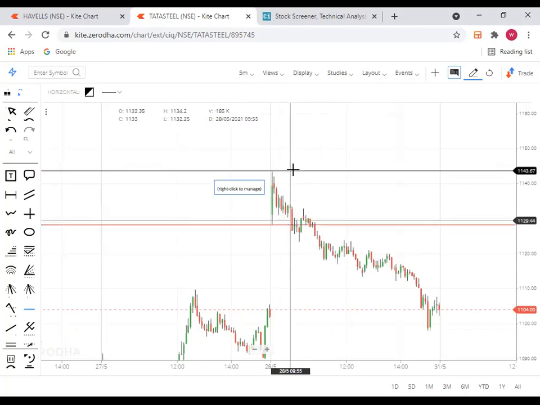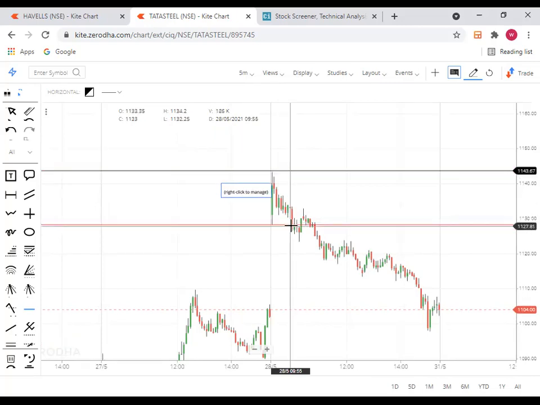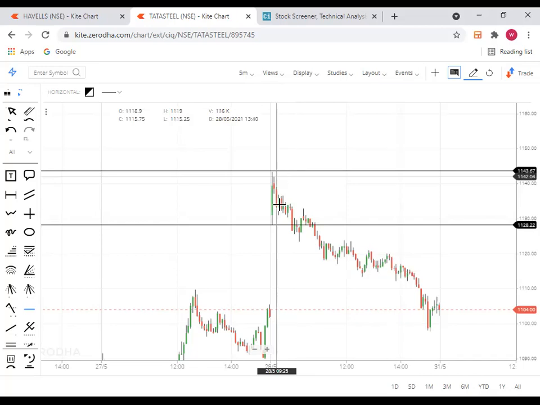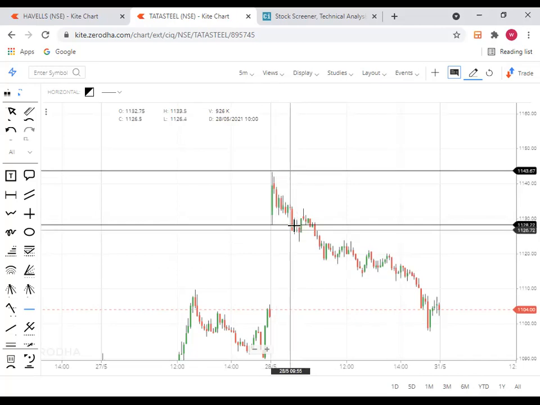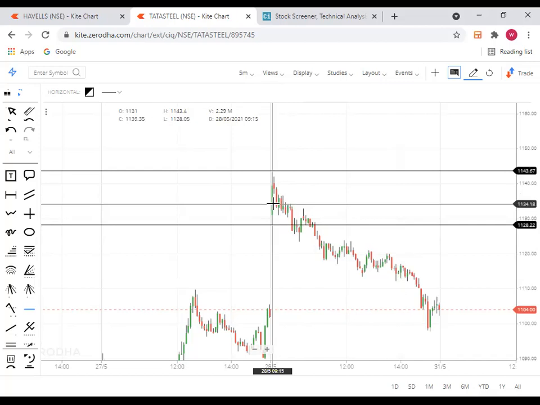Whenever high will break, we will initiate the buy trade. Whenever low will break, we will initiate the sell trade. In this scenario, our low is broken. We are taking sell trade. And you can see here, the mother candle is having 15 points.